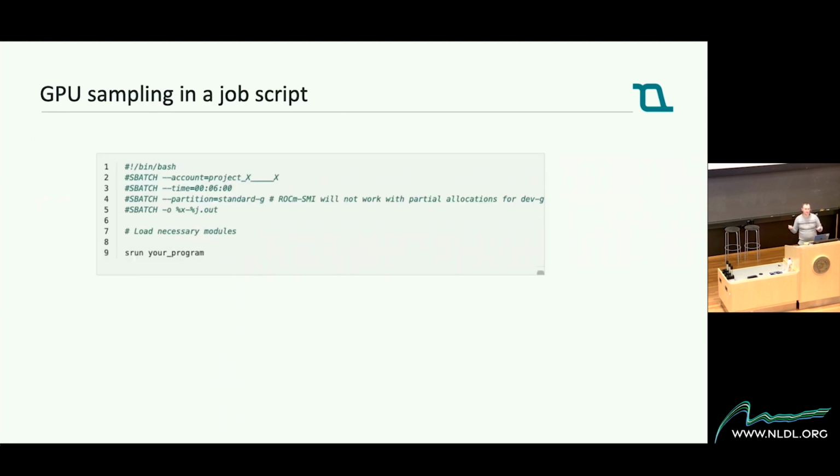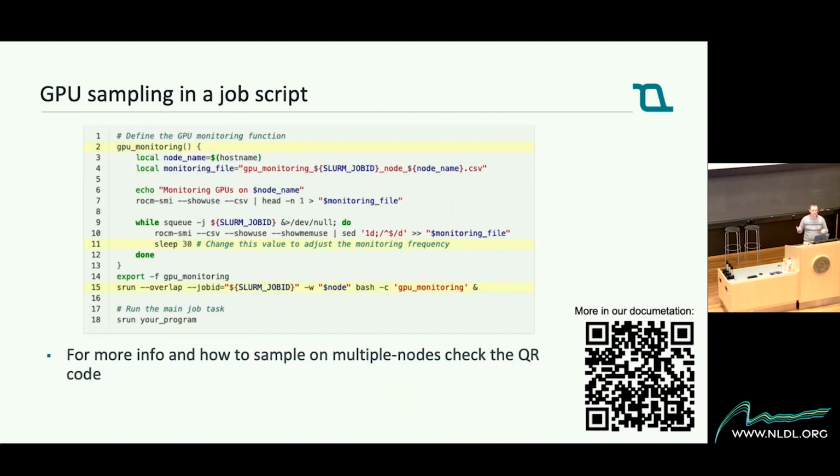But this requires you to actually sit at your computer when you're running the job. I don't like to sit at my computer watching my job run. I want to play golf or something. So what I do is start with my job script and modify it with a GPU monitoring function. Again, if you want to try this yourself, it's available here in the QR code.